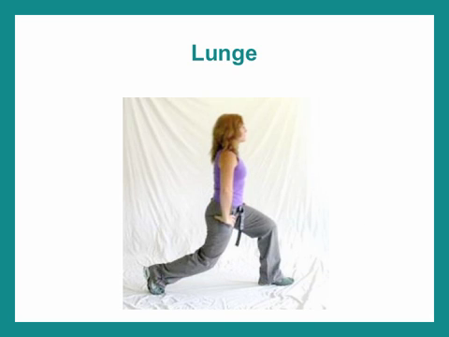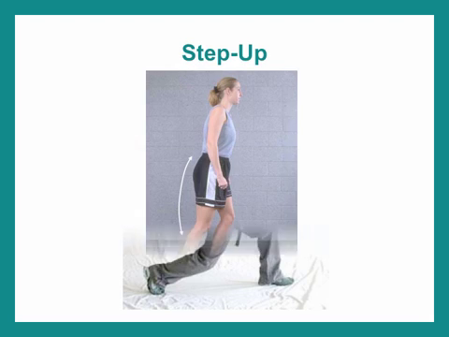Lunges, we can have them being static or stationary, so she's going to go down onto the left and then come right back up. Or she can be progressive, so she takes a step with the left, step with the right. Again, kind of getting towards the end of the strengthening phases in rehab would be where you'd see these.